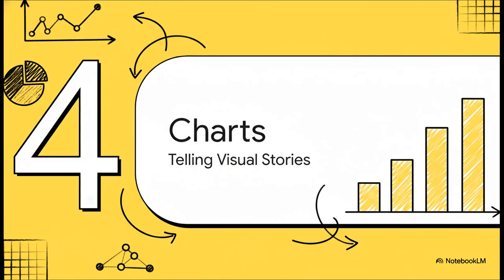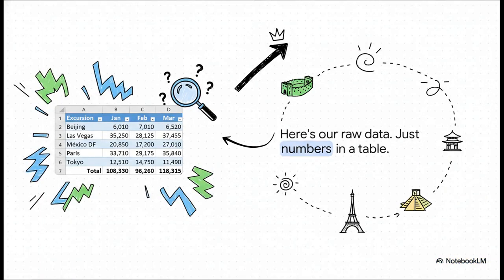All right, now for the really fun part. You know, numbers in a table are just, well, they're just numbers, but when you turn them into a chart, that's when they start to tell a story. This is how you transform raw data into a visual narrative that people can actually understand. So take a look at this. We've got some raw data here for excursion sales. I mean, you can read the numbers, sure, but can you instantly tell me what the trend is or which destination is selling the best? It takes a little bit of work, right?